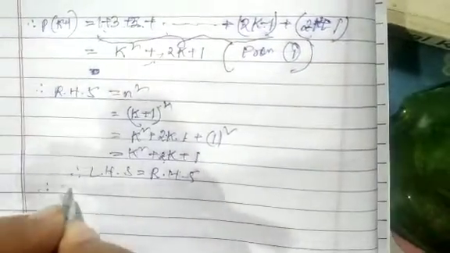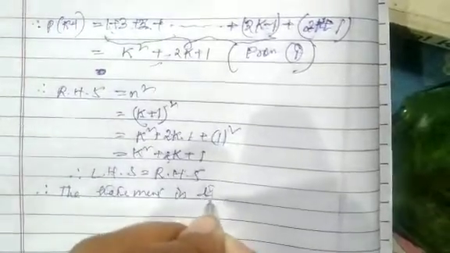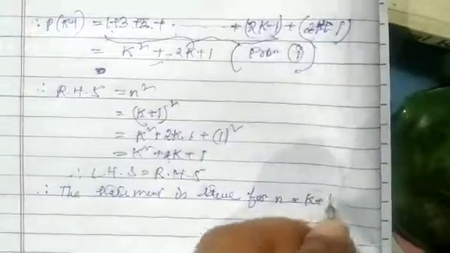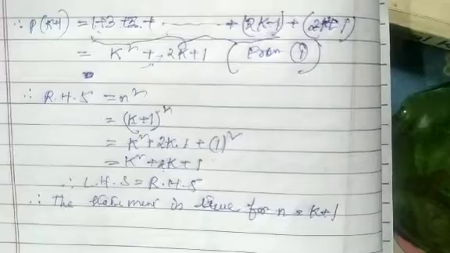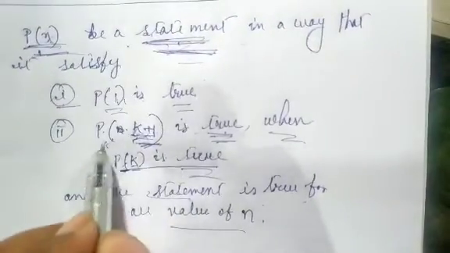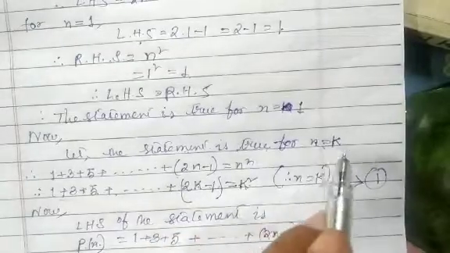Okay, so therefore the statement is true for n is equal to k plus 1, as it satisfies the number 2 condition. What was the number 2 condition? That if you take P of k is true, then P of k plus 1 must be true. So initially you can see here we have taken that the statement is true for n is equal to k, and at the last we have got that the statement is true for n is equal to k plus 1.